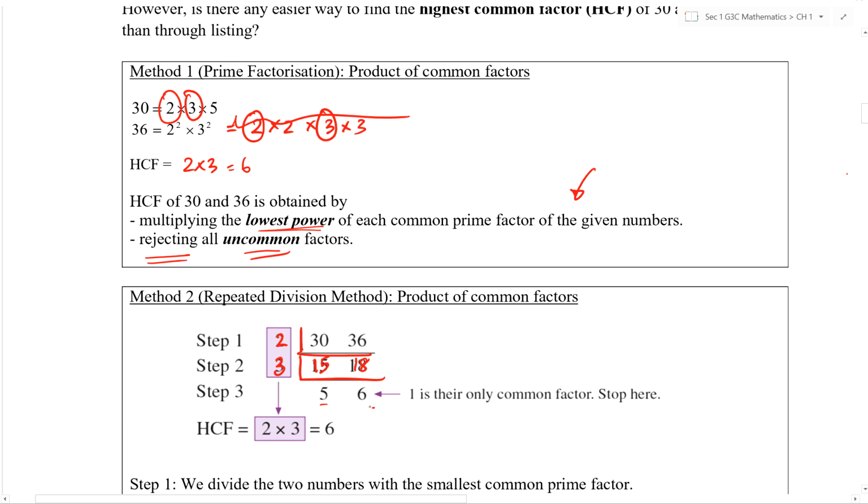Now, when you have 5 and 6 left, they don't have any common factors anymore. So we stop here. Okay, earlier on, for index notation, we stop until we reach 1. But today, to find HCF, we leave it when we don't have any more common factors. So our answer will therefore be 2 times 3. Okay, and this will be 6.